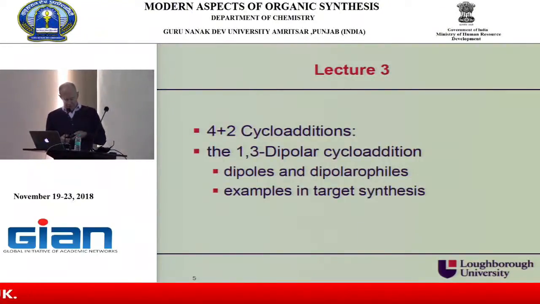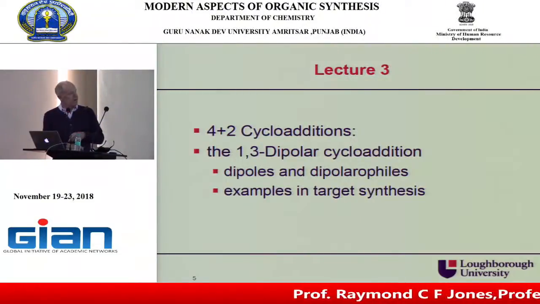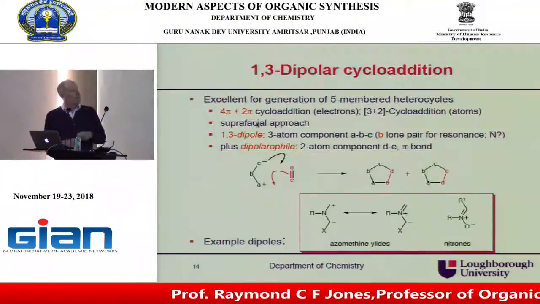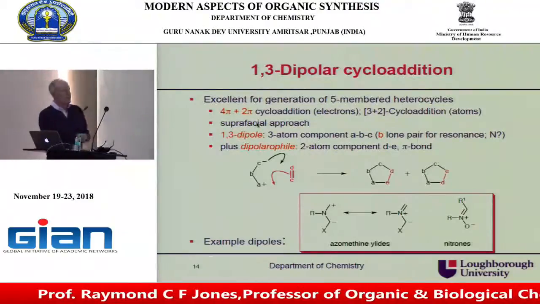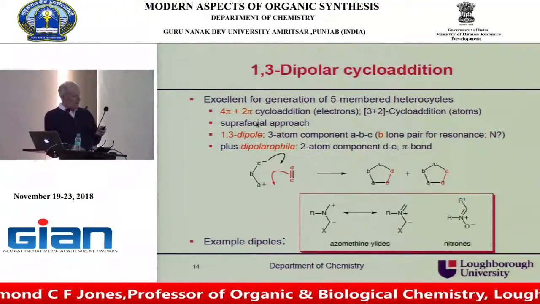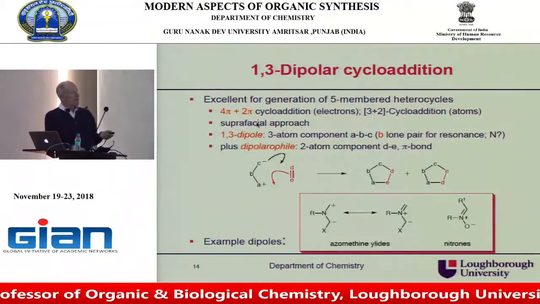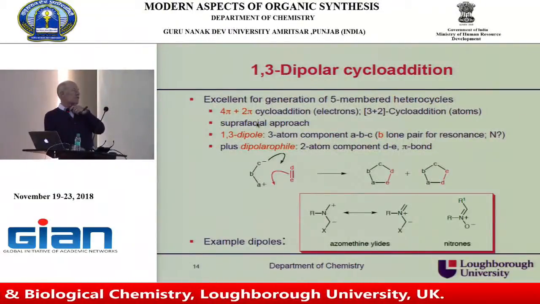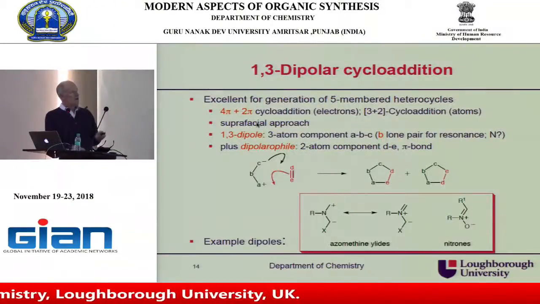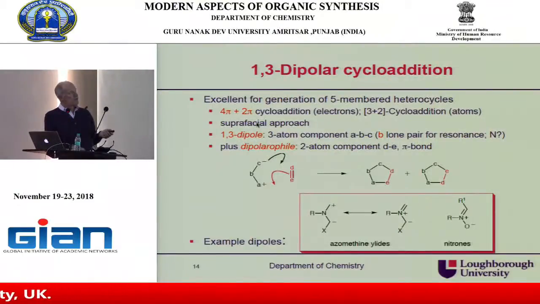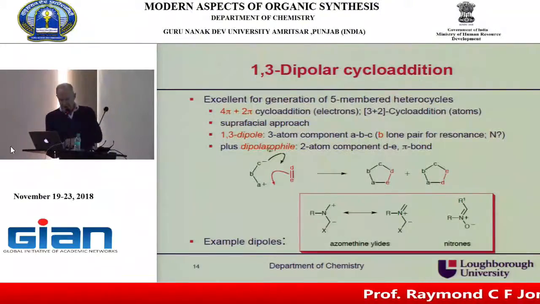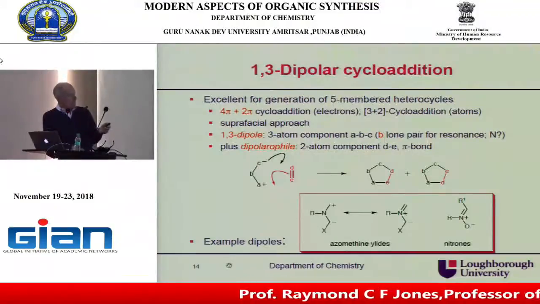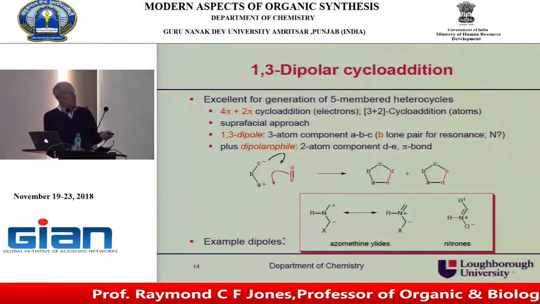So first of all, I need to show how this kind of reaction fits into the idea of pericyclic reactions. 1,3 dipolar cycloadditions are very good for generating 5-membered rings. So that's where 3 atoms plus 2 atoms comes in, rather than the 6-membered rings of a Diels-Alder. It is still, though, a 4 pi plus 2 pi cycloaddition in terms of electrons. It's 3 plus 2 in terms of atoms.